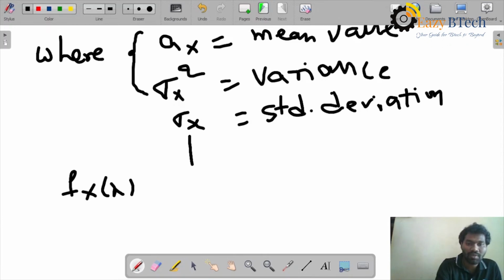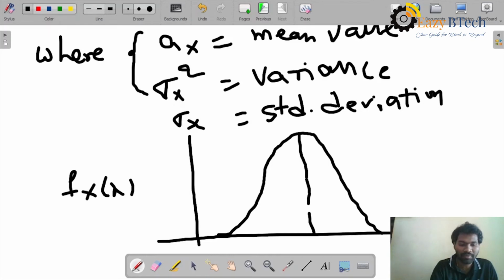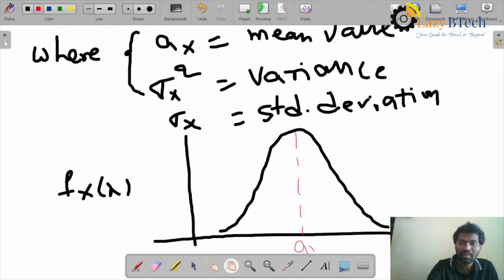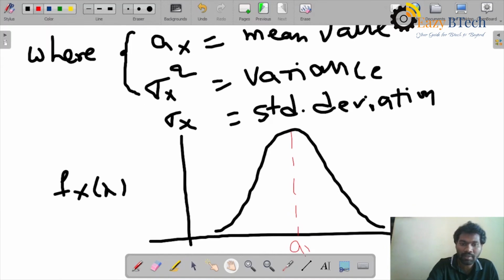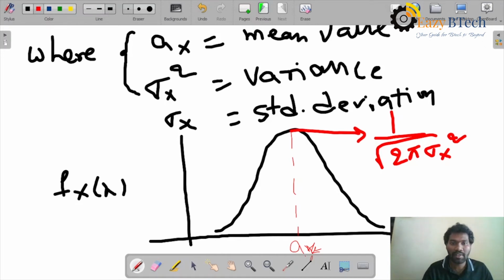If I want to plot the density function, how is the plot? The plot will be like this. It has the maximum value at x equal to ax, and that maximum value is 1 by root 2 pi sigma x square.